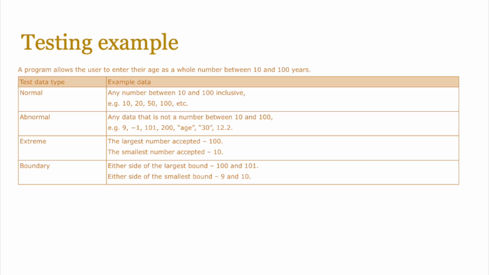Now on screen you see a testing example, so do pause the video and have a look at the different types of tests for a program that allows the user to enter their age as a whole number between 10 and 100 years. So how would normal test data look like, abnormal, extreme, and boundary? And in the exam, you would need to give examples of test data if a question requires you to.